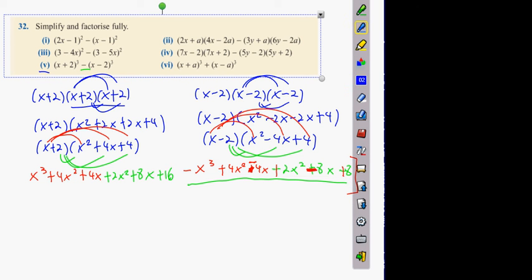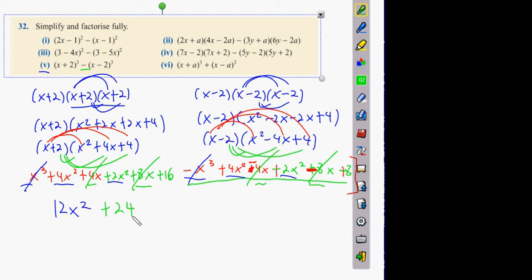Now grouping the terms means that x cubed minus x cubed, gone. 4x squared plus 2x squared plus another 4x squared plus another 2x squared, 12x squared. 4x plus 8x is 12x. Minus 4x minus 8x, 0. They all cancel each other. And finally, 16 plus 8, 24.